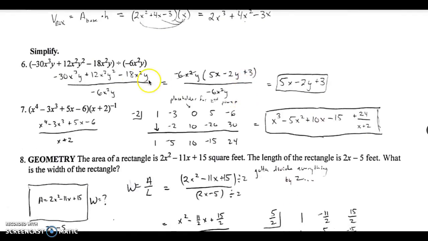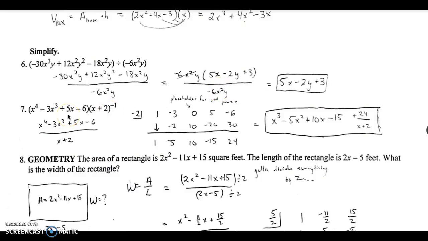For question 6, we have a polynomial, 3 terms, divided by a monomial, 1 term. So I just rewrote it in the division form with a fraction. And then what I did was I found the greatest common factor of the numerator, and I figured out that it was negative 6x squared y, which obviously is the same as the denominator, and so they cancel out. And your final answer is 5x minus 2y plus 3.